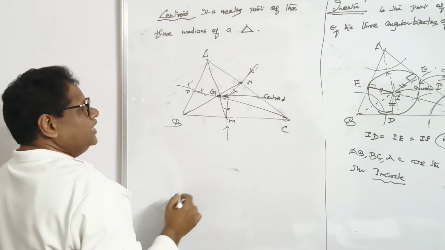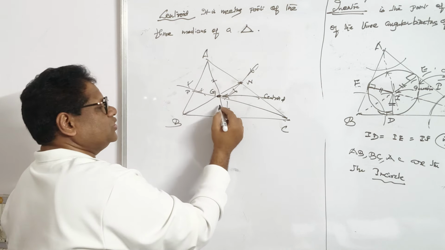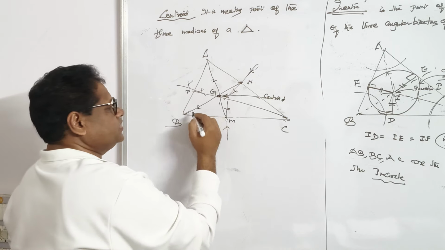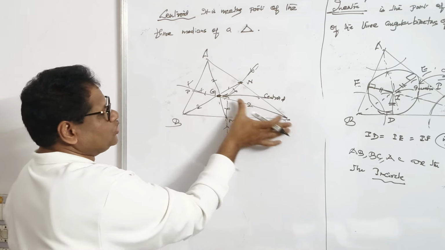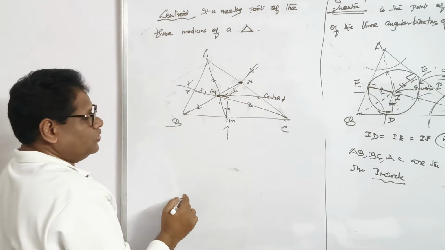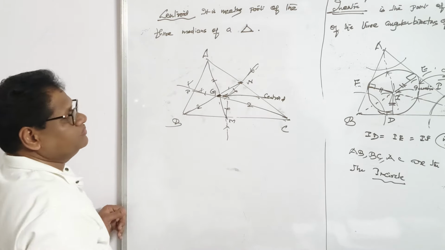You know this centroid divides the median in the ratio 2:1. This is the 2, this is the 1 part. Again, this is the 2, this is the 1 part. This is 2, this is 1 part. So 2 is towards the vertex, 1 is towards the base. So this is the centroid of the triangle.